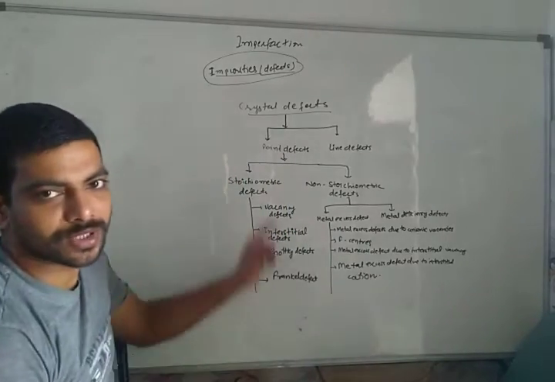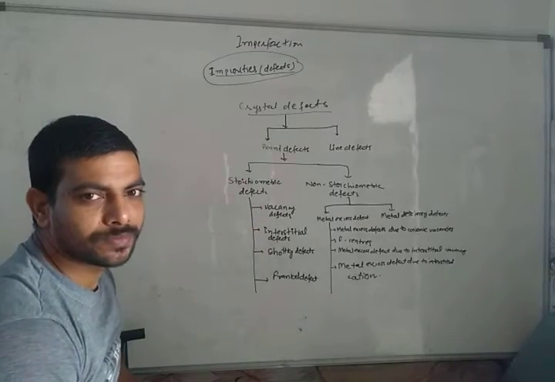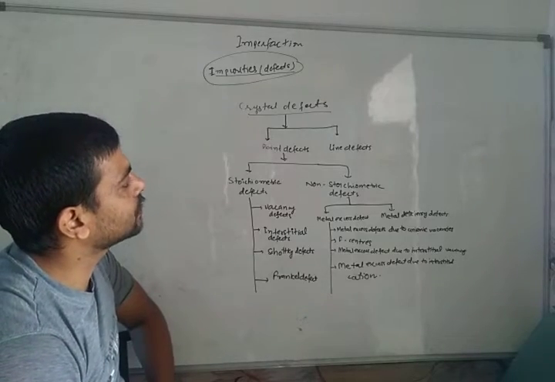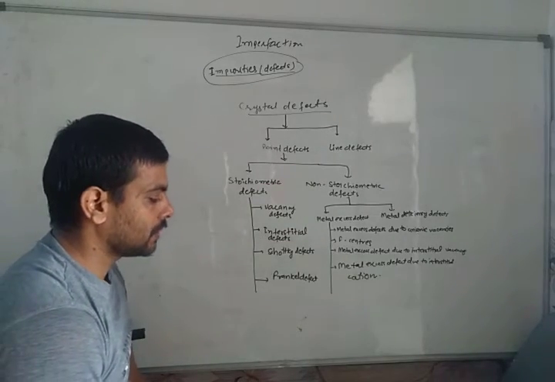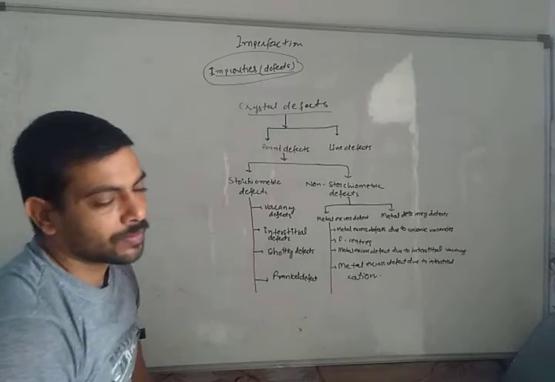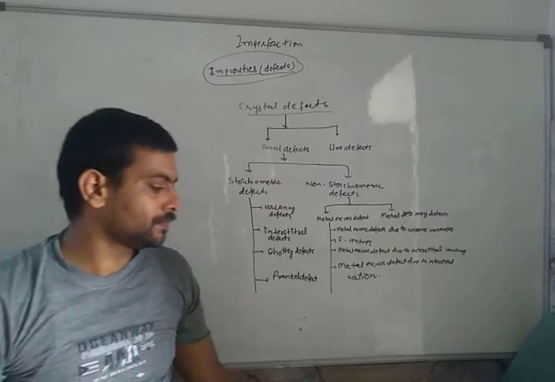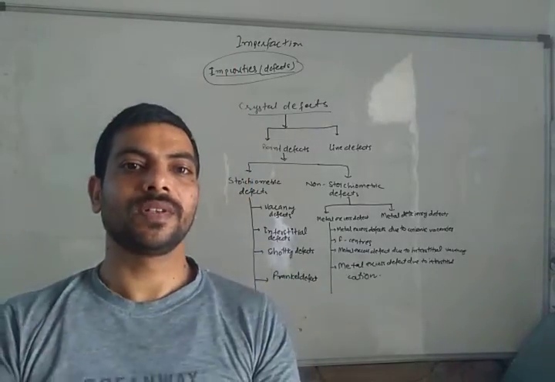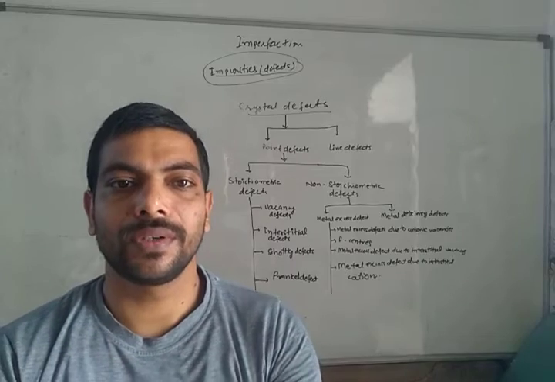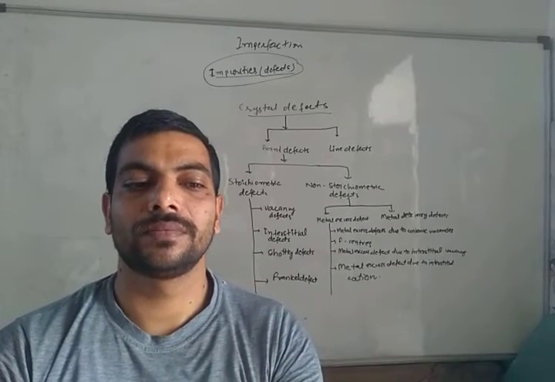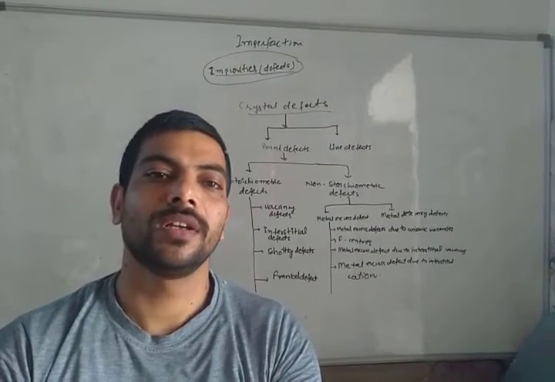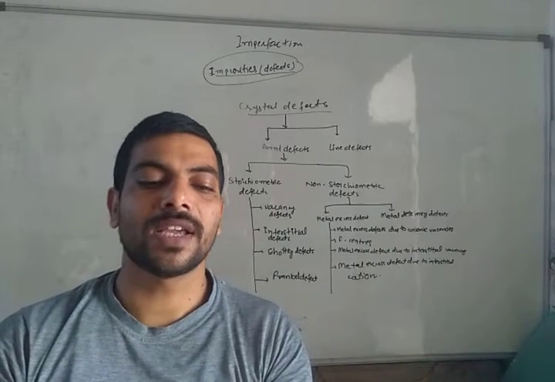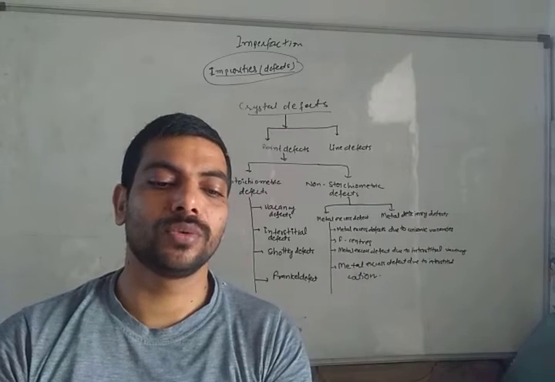So this is the flow chart. With the help of it, we are able to understand the crystal defects. Today, we are going to discuss the types of solids on the basis of electrical conductivity. On the basis of electrical conductivity, solids are of three types: conductor, semiconductor, and insulator.